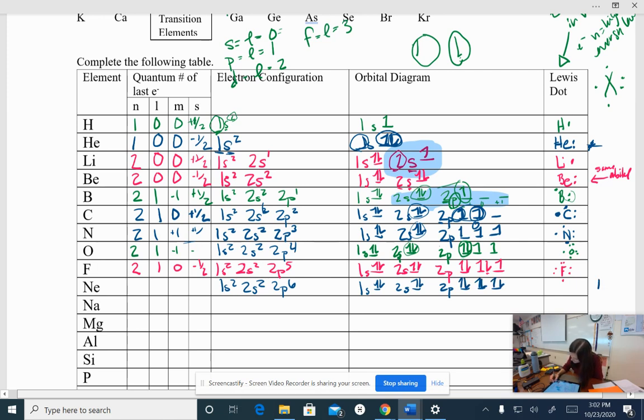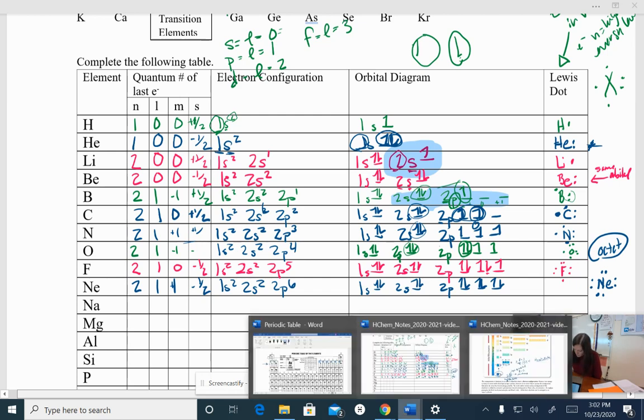So my dot picture, I'm going to put it over here. I'm going to have 2 on the side, 2 on top, 2 on the left side, and 2 on the bottom. So there's going to be 8 around there. Octet. We're going to find out about the octet rule in a little bit. So, second energy level, p orbital, it was in the +1 orbital, and it was a -1/2.